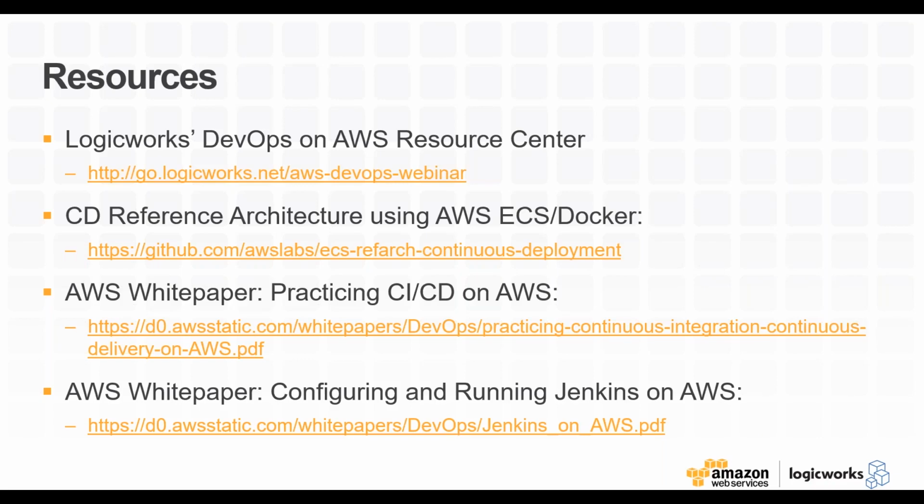I want to share with everyone a couple of resources that you might want to look at. There are a couple of white papers by our friends at Logicworks, a couple of reference architectures, as well as a white paper from AWS around using AWS ECS alongside Docker containers, as well as building up your own CI/CD pipeline on AWS.